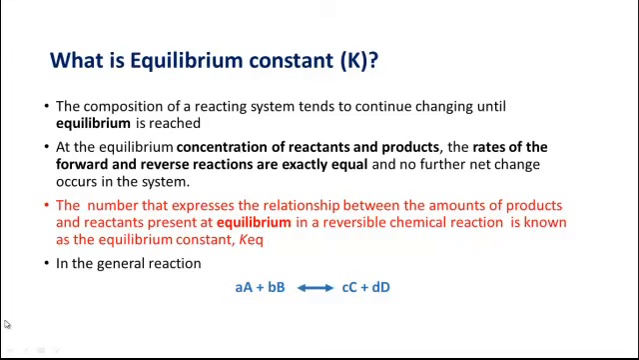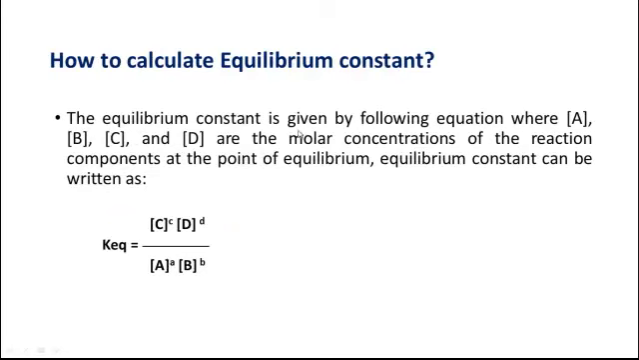So let's try to understand this with an example. Let's assume that we have a reacting system where capital A and capital B are the reactants and small a and small b represent their molar concentrations, whereas capital C and D are the products of the reaction and their molar concentrations are depicted by small c and small d respectively. So when the reaction is at equilibrium, the equilibrium constant can be depicted by the following equation, which is the ratio of the concentration of the products to that of the reactants.